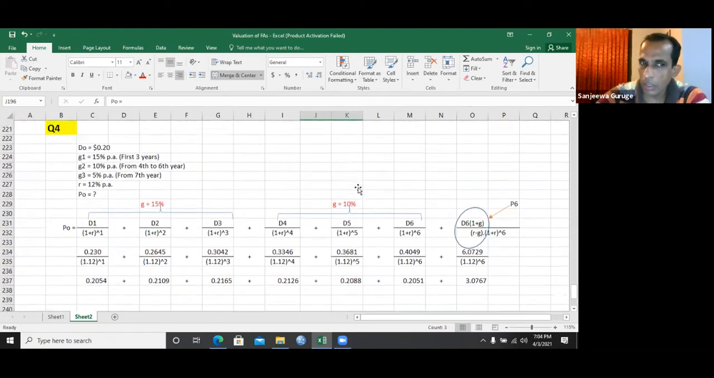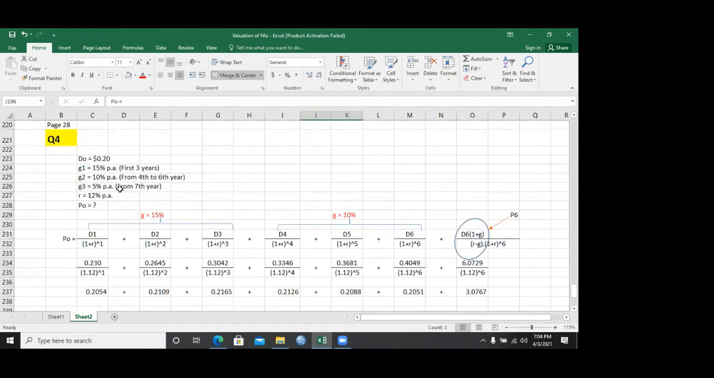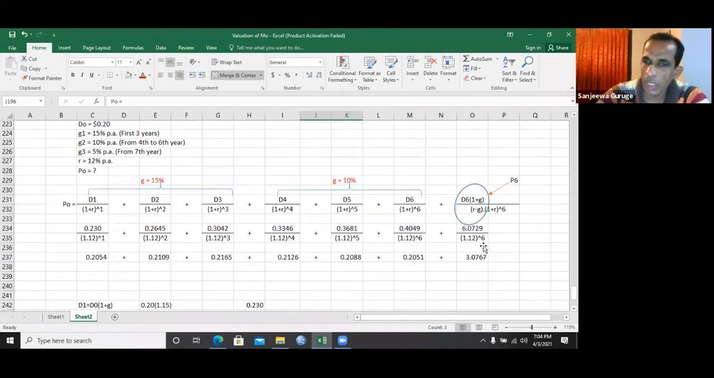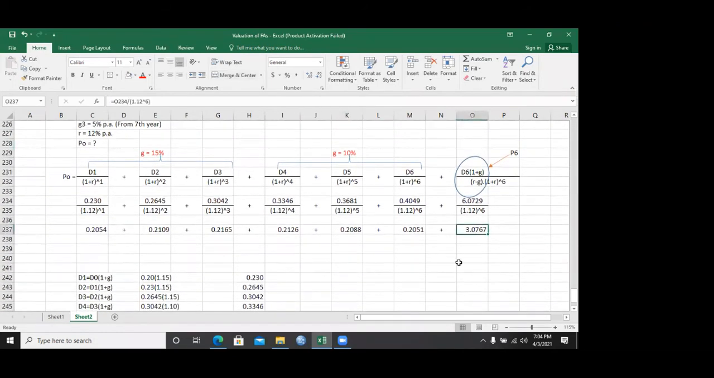And if the constant growth starts from the 7th year, right? So we apply the constant growth model, we are getting the price at the beginning of 7th year. Beginning of 7th year means end of 6th year. So that's why we need to discount only for 6 years.